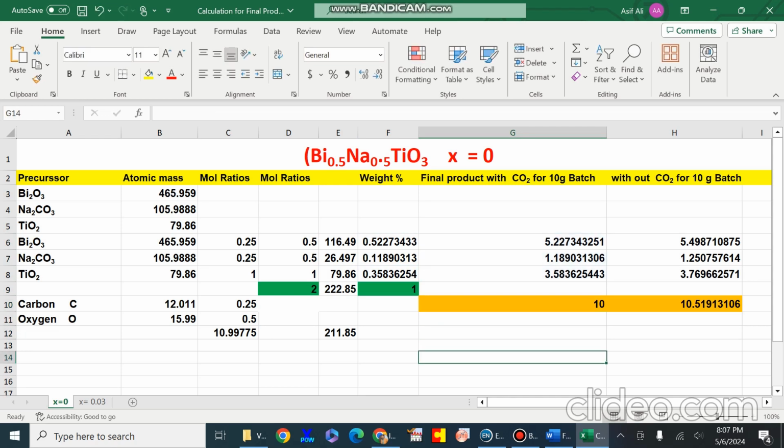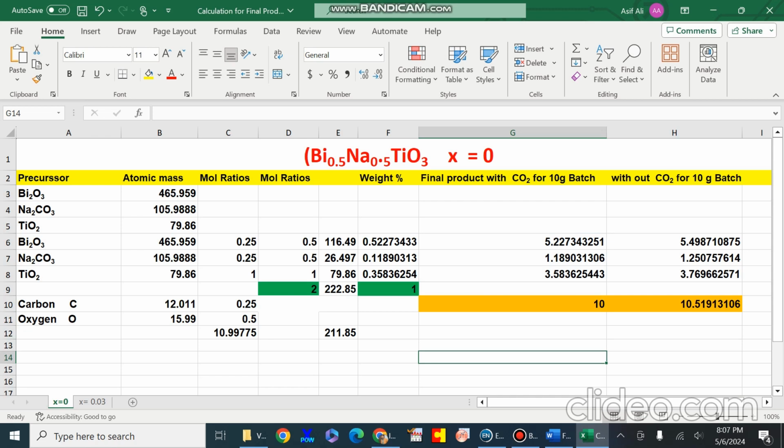But the most important thing to note is that I have written here that this is the final product with the carbon dioxide, and this is without carbon dioxide. What does it mean? Since there is always carbon and oxygen present in our precursor form, you can also find out their molar ratio and also their weight percent as well. And then if you wish, you can find out your batch without carbon dioxide and your batch with carbon dioxide as well. I will show you how you can do it.